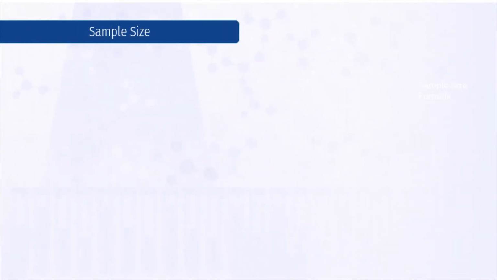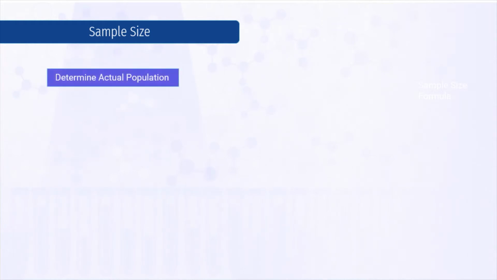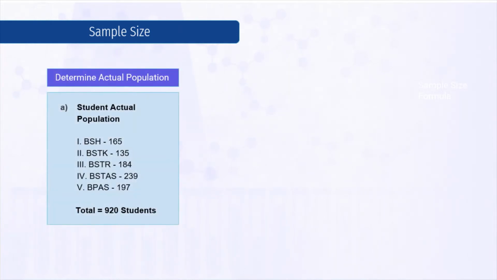Next, moving on to the sample size. Firstly, we have determined the actual population, which is the student actual population. Overall, there are about 5 bachelor in Faculty of Forestry and Environment Studies. And for the first one, which is from Bachelor of Forestry Science, there are overall of 165 students, 135 students from Bachelor of Wood Technology, 184 students from Bachelor of Park Recreation Science, 239 students from Bachelor of Environmental Science and Technology, and 197 students from Bachelor of Environmental Management. Overall, there are 920 students in Faculty of Forestry and Environment Studies.